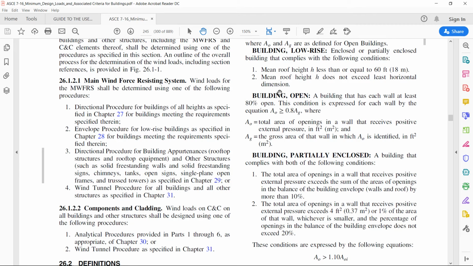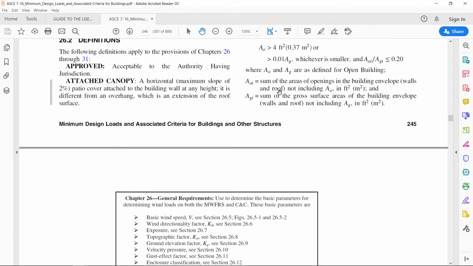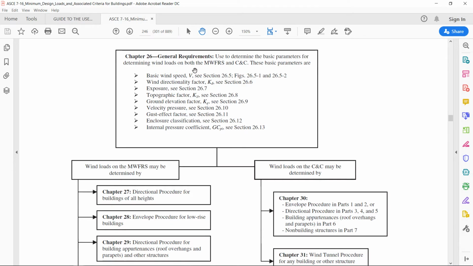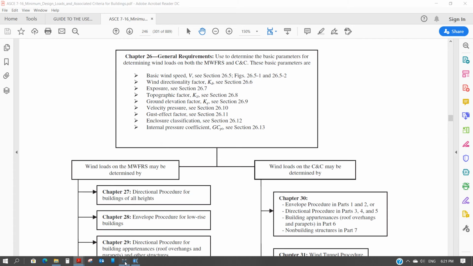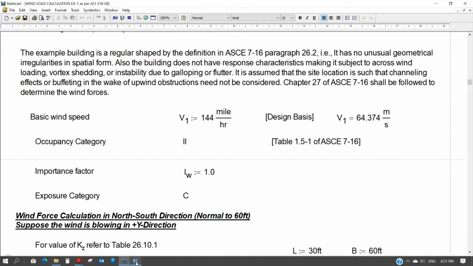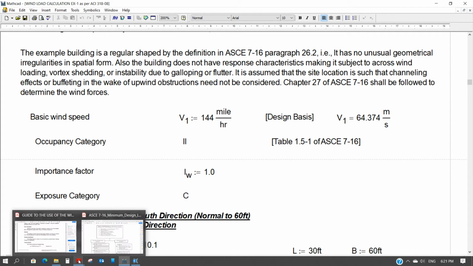So in chapter 26, as per this flow chart, as I explained to you, the wind speed we have already taken from the website. So here is the wind speed, 144 miles per hour. Occupancy category is 2.